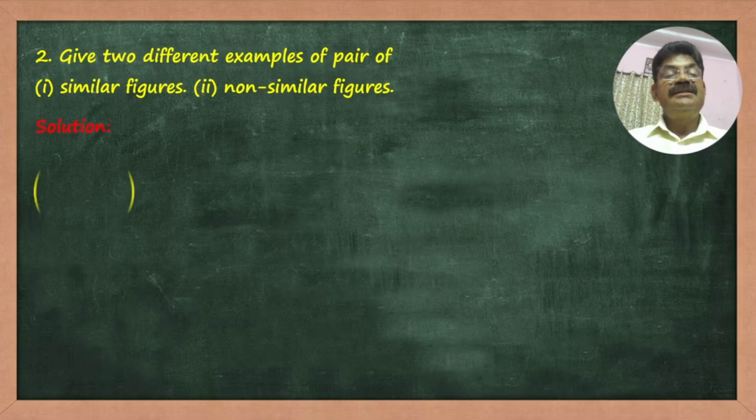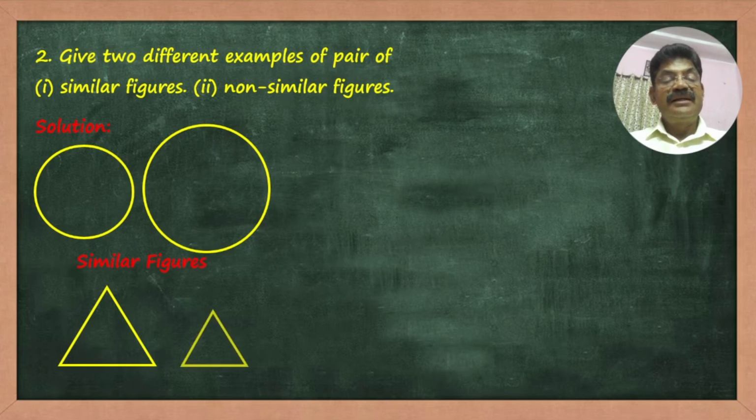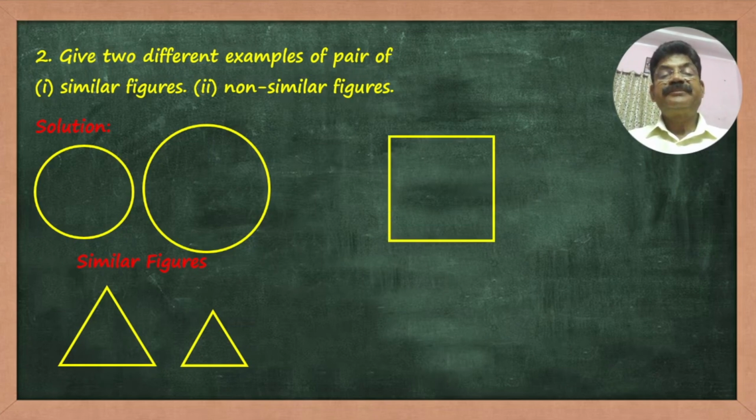So let us consider similar figures. You consider these two circles. Obviously they are of same shape, but radius differs. Therefore, these two circles are similar figures. Consider these two triangles. Obviously both are equilateral triangles, but the length of the side differs. Therefore, they are similar triangles.